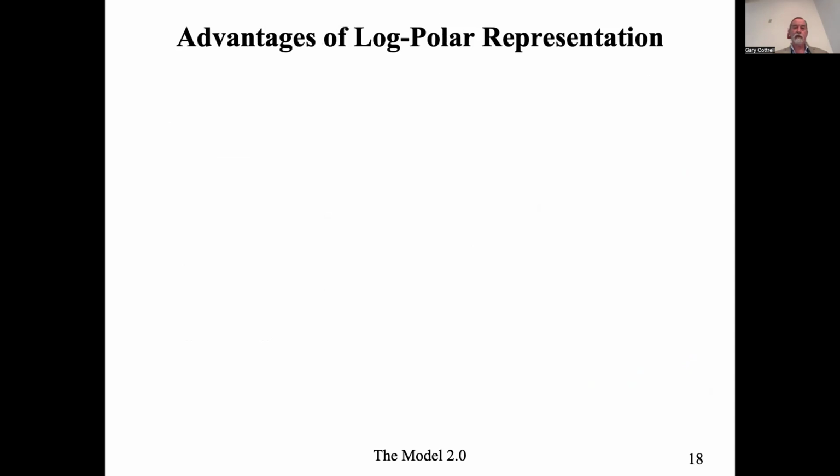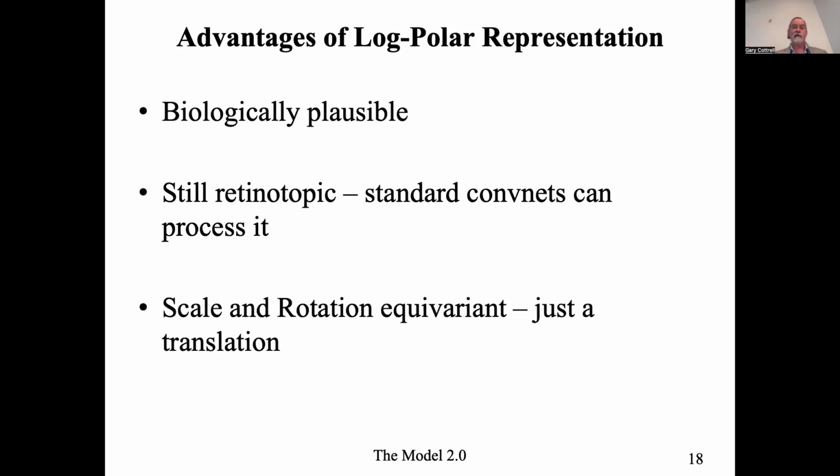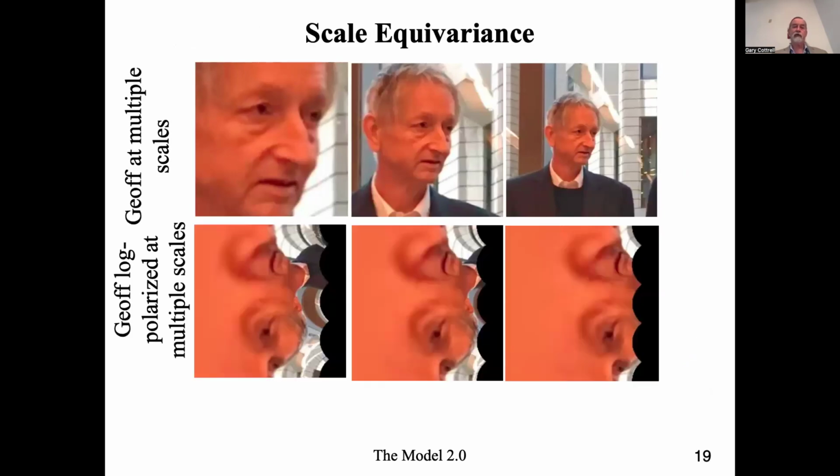But so the log polar representation has some advantages. My favorite is that it's biologically plausible. It's still retinotopic, so standard convnets can still process it. Pixels that are near in the world are near on the representation. It's scale and rotation equivariant. Those are just a translation. So here's Jeff at multiple scales. Here's Jeff log polarized at multiple scales.